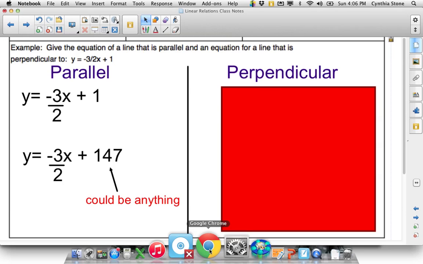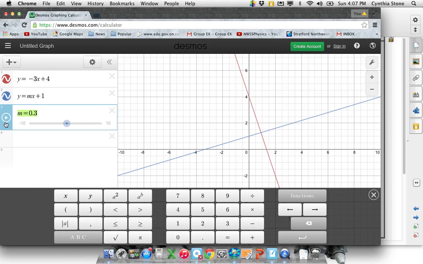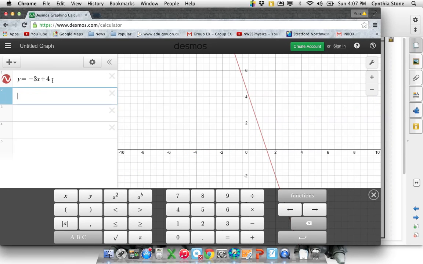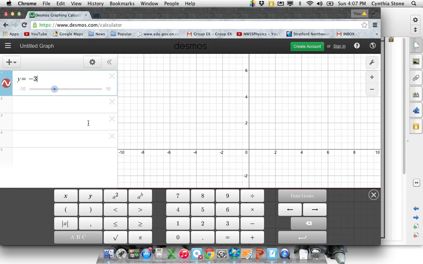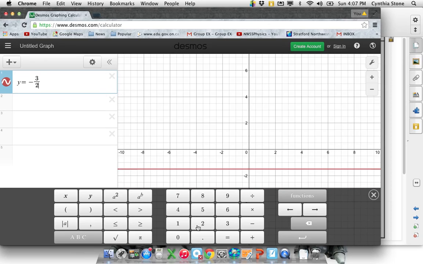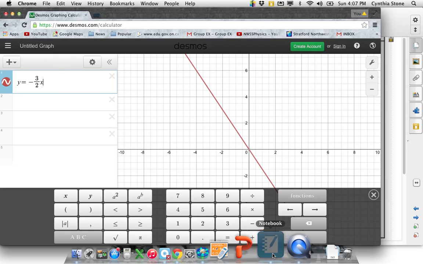And just to remind you of that, I'm going to jump to Desmos here. Pause if you need to. What was that question again? Minus 3 over 2. So say I wrote in y equals minus 3 divided by 2 x, what was it? Was it plus 1?